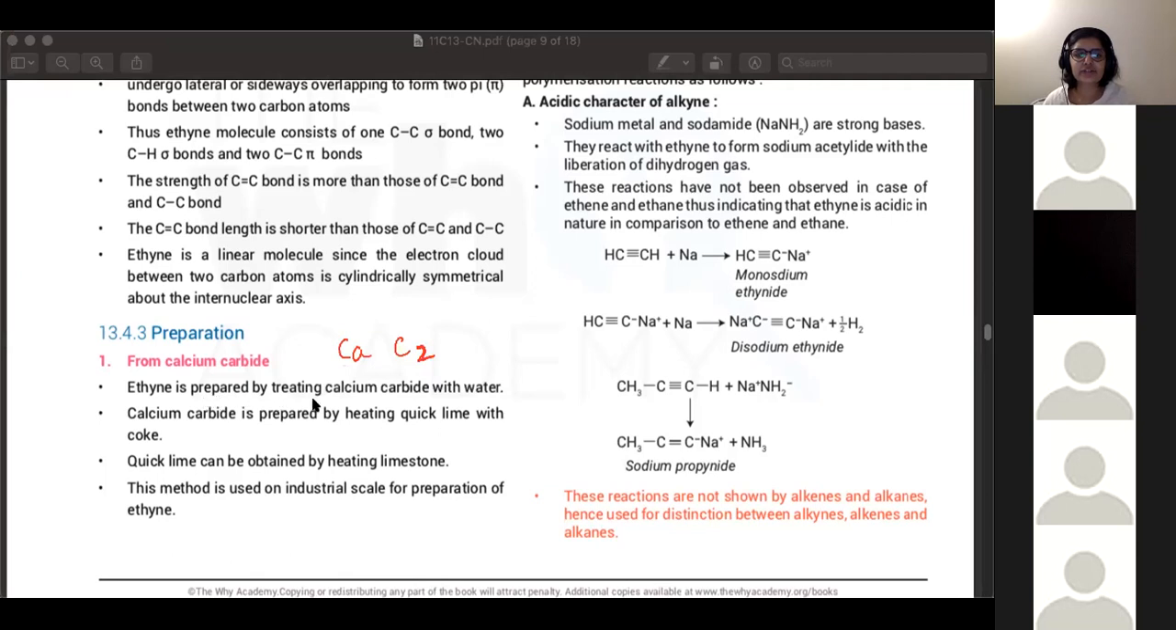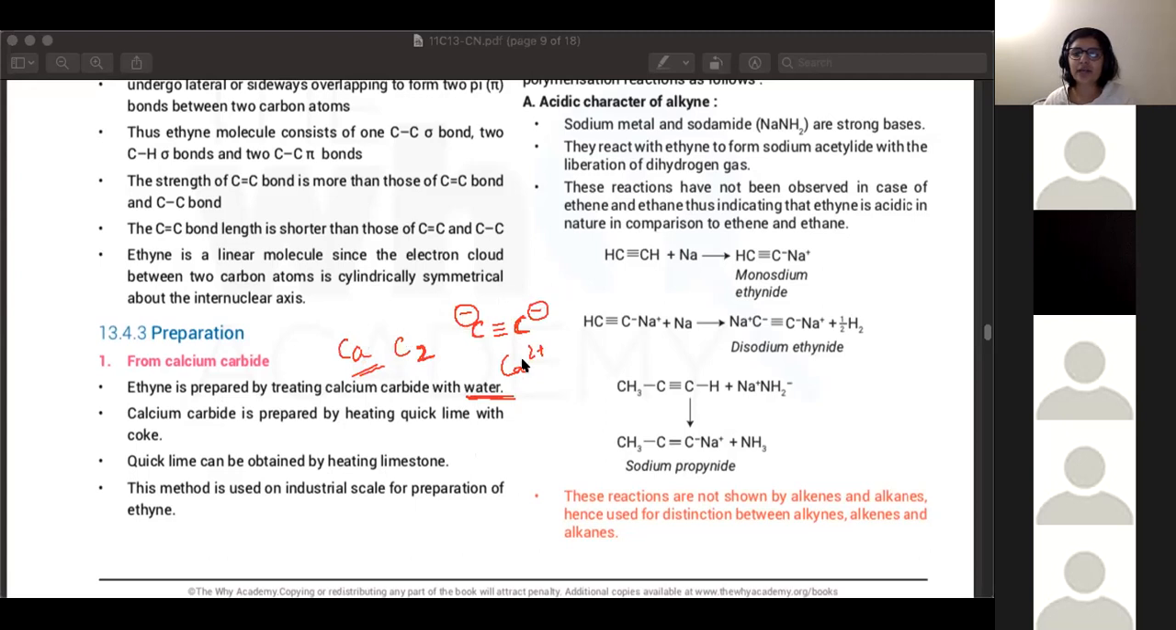All right. So the structure of calcium carbide is very close to ethyne. The 2 carbons are attached by a triple bond, and then you have 2 negative charges over here, which are satisfied by the positive charge of calcium. So you can see why it is easy to prepare ethyne from calcium carbide. You already have the triple bond in place, you just have to add the hydrogens. So ethyne is prepared by treating calcium carbide with water, and you get your hydrogen from the water molecules.